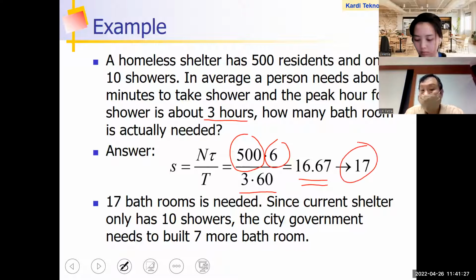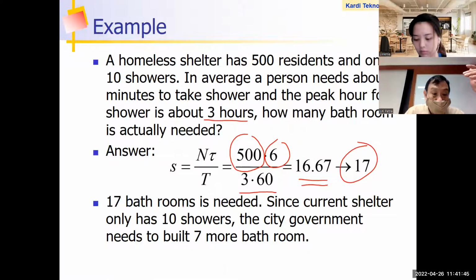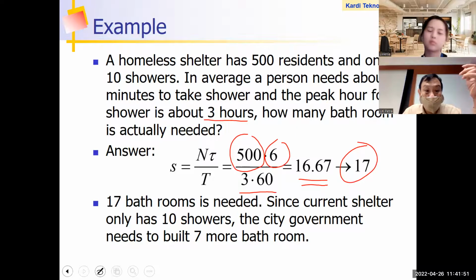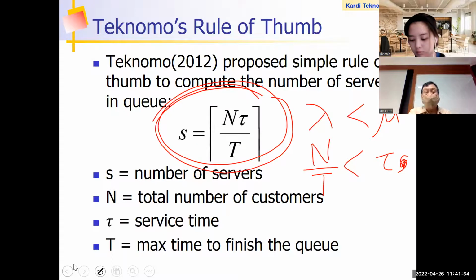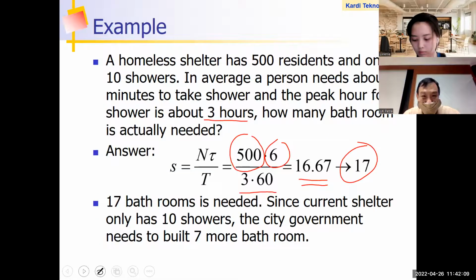So we actually need 17 bathrooms, but they only have 10 showers. So the city government needs to build 7 more bathrooms. Otherwise, the queuing is unbearable. Within these 3 hours, they need to queue. This rule of thumb that I developed is actually the worst case, not the good case. In fact, this is like the boundary. If you set S here, it is still bad, not good queuing. But if you go less than that, it is really, really bad. This is the most important part.